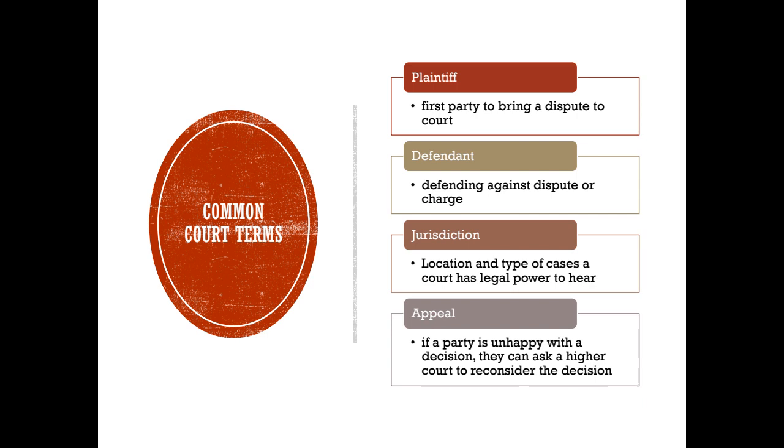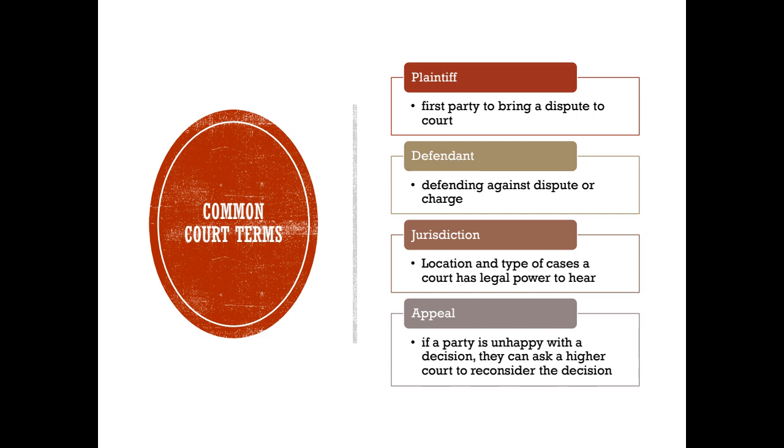Another term that is probably going to pop up a lot as we go through this presentation is jurisdiction. And this actually has two different kinds of meanings. Jurisdiction is all about the location. It's the geographic area that a court has power over, but it's also what type of case a court has legal power to hear. So some courts only had power over certain types of cases, sometimes only up to a certain dollar amount, or they could only hear criminal cases, or they could only hear civil cases.